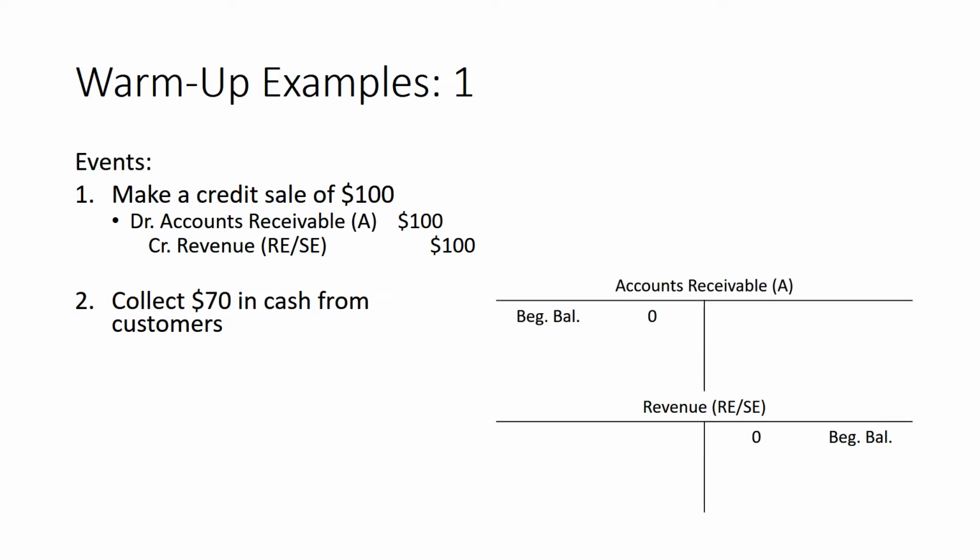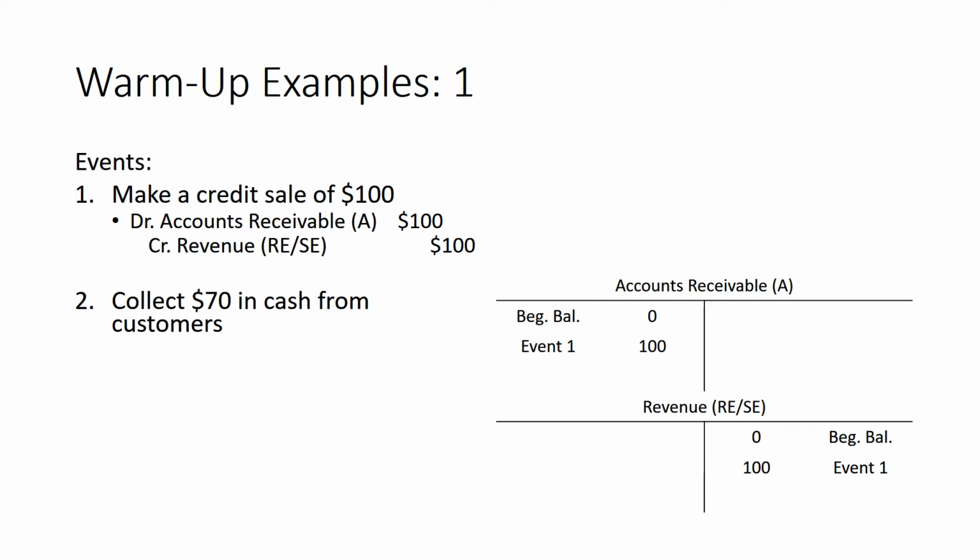In our T account, we'll have two accounts, one for accounts receivable where the beginning balance is on the left-hand side or the debit side, and revenue, which will close into the retained earnings account. Its beginning balance will be on the right-hand side or the credit side. Event 1 increases accounts receivable by $100, so we put it on the debit side, and we credit revenue, so we have $100 go on the right-hand side of our revenue T account.